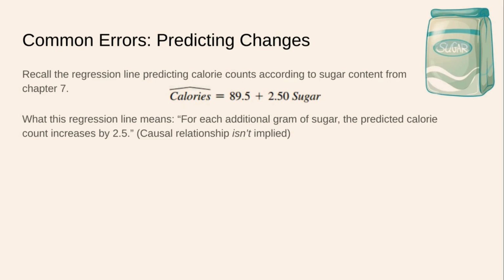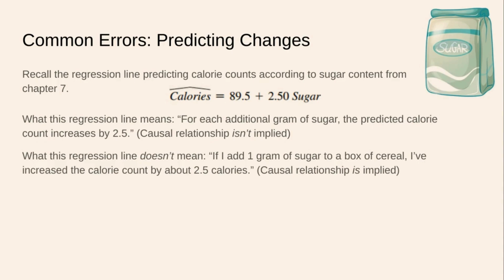Now, this is subtle, but in this statement, a causal relationship is not implied. This regression line predicts outputs depending on inputs. So if I increase my input by a gram, my predicted output increases by 2.5 calories.